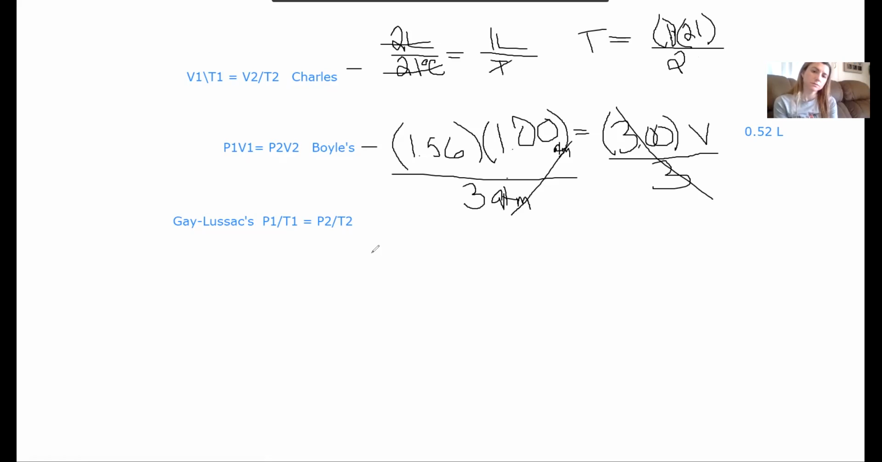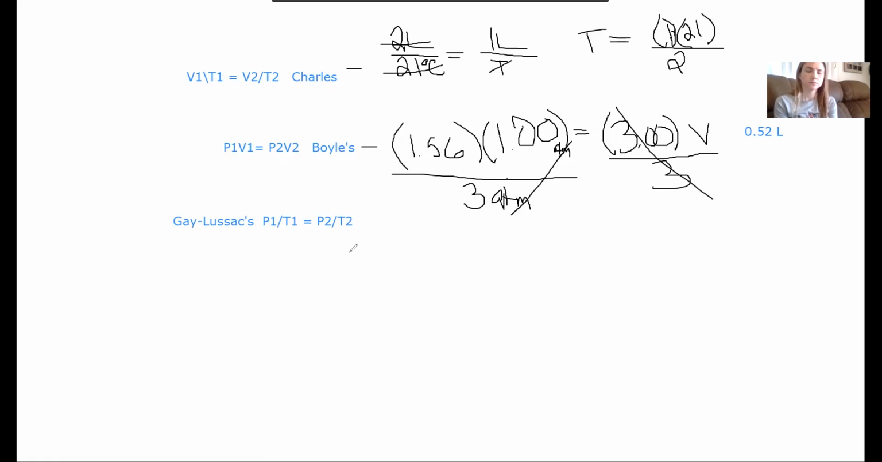And again, you're going to see units that you might not be familiar with. Millimeters of mercury. Do you have to know what that is? No. You only have to know that that is a unit of volume. I'm sorry, that is a unit of pressure. My bad. So we have pressure and temperature for Gay-Lussac.